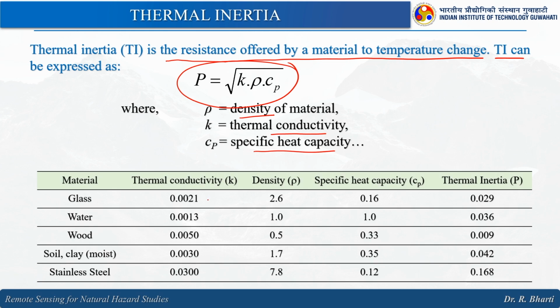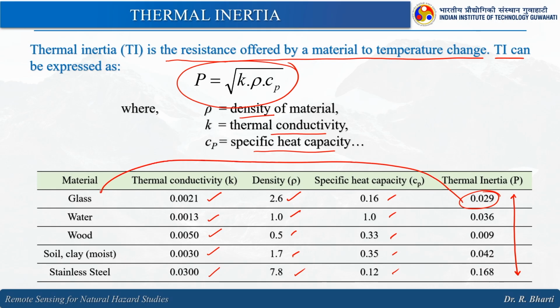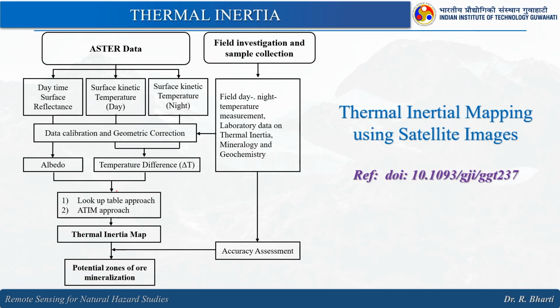Now, the thermal conductivity, if you see for all these materials, it is different, density is different, specific heat capacity is different. So, is the thermal inertia. Once we have this thermal inertia, can we use it as unique information to identify the material? So, that we tried, and we used this thermal inertia mapping using the satellite images.